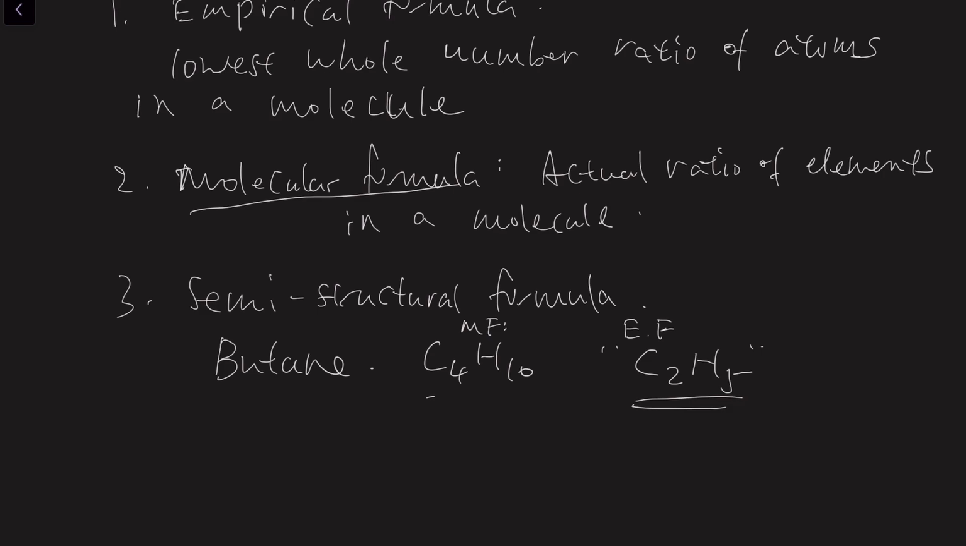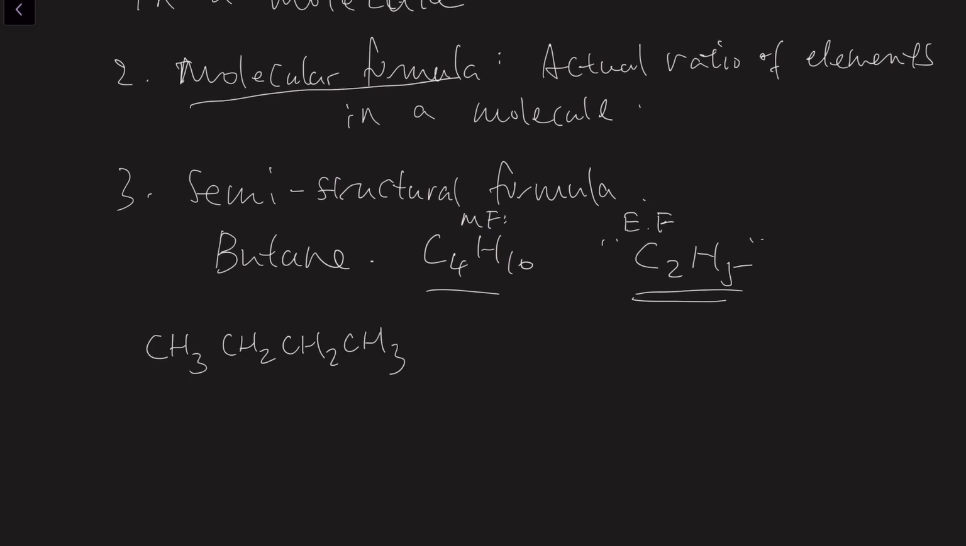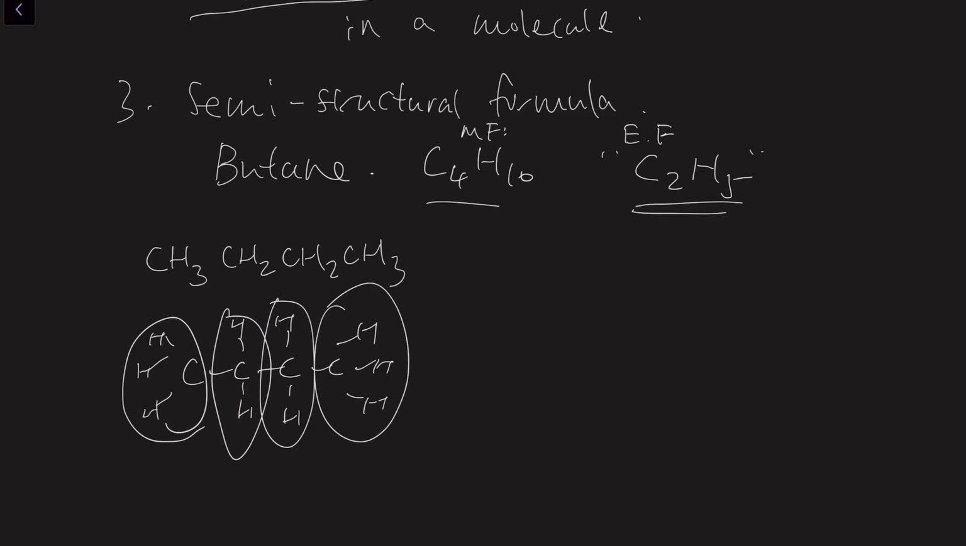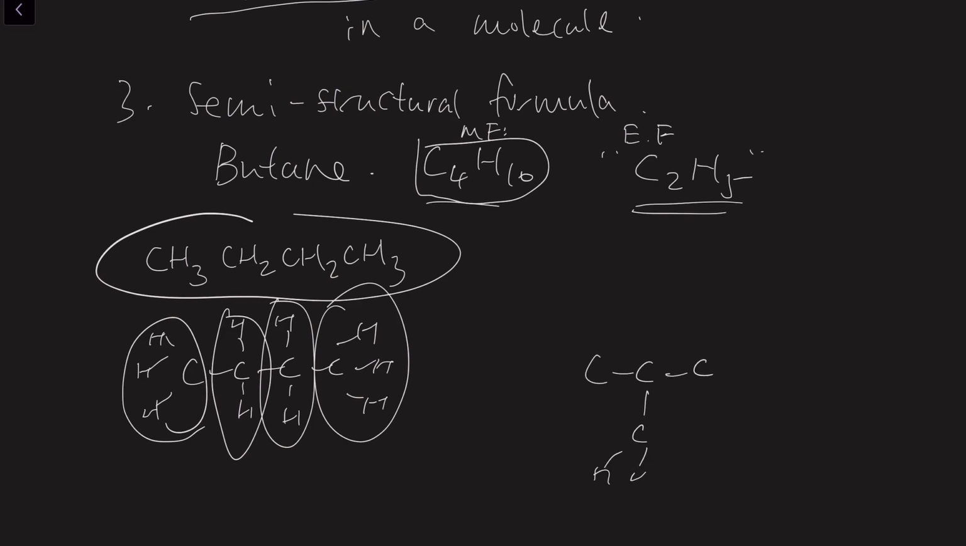But neither the molecular formula nor the empirical formula tells you what the structure of butane looks like. But the semi-structural formula looks like this. So this is essentially a condensed version of the actual structure. So this is CH3, CH2, CH2, CH3. So whenever you see something like this, you can draw out the structure very easily. Whereas for something like C4H10, you can really draw something like this and still be correct.